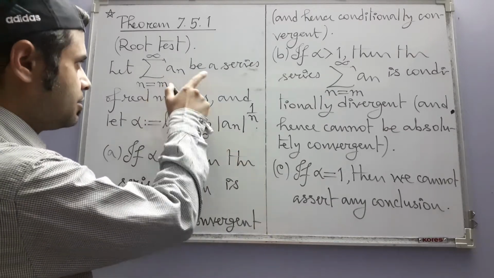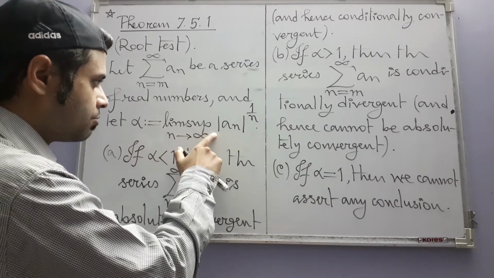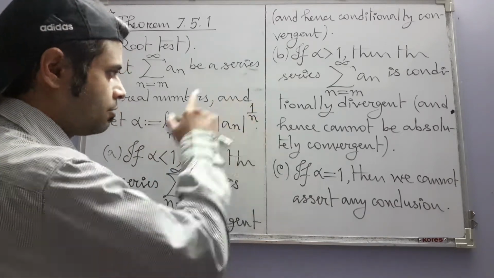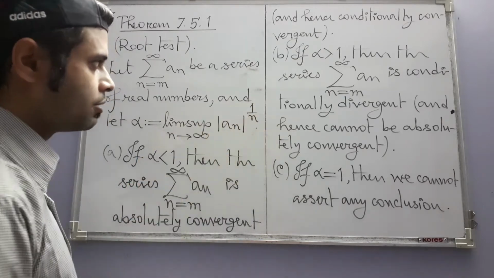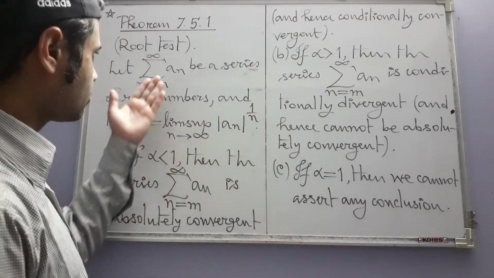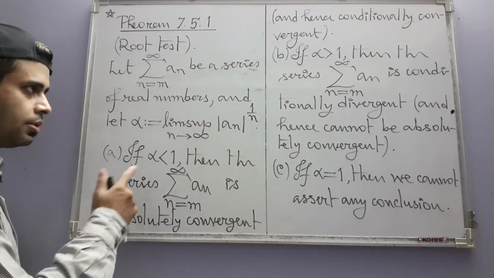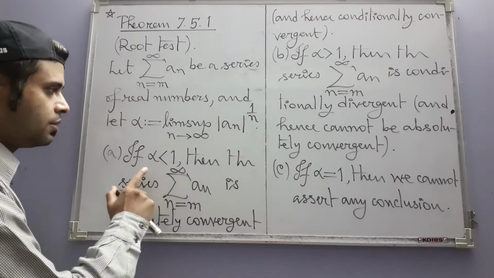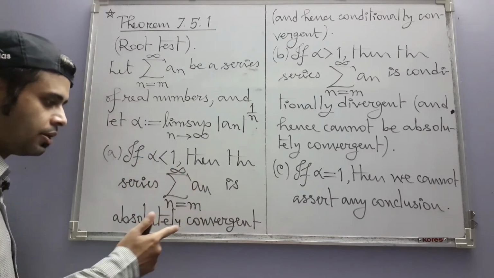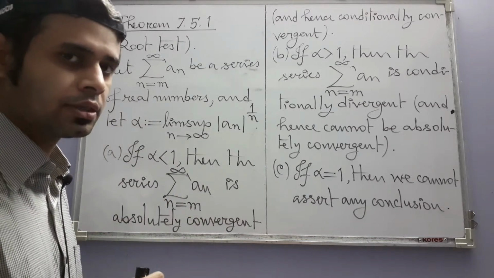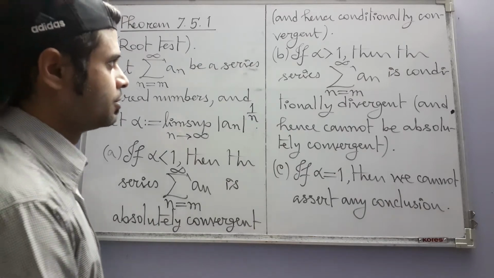We are given a series of real numbers, and alpha is the limit superior of the sequence whose nth term is the nth root of the absolute value of a_n, where a_n of course is the nth term of the series. Now there are three conditions. If this limit superior turns out to be less than 1, then our series is absolutely convergent and hence convergent.